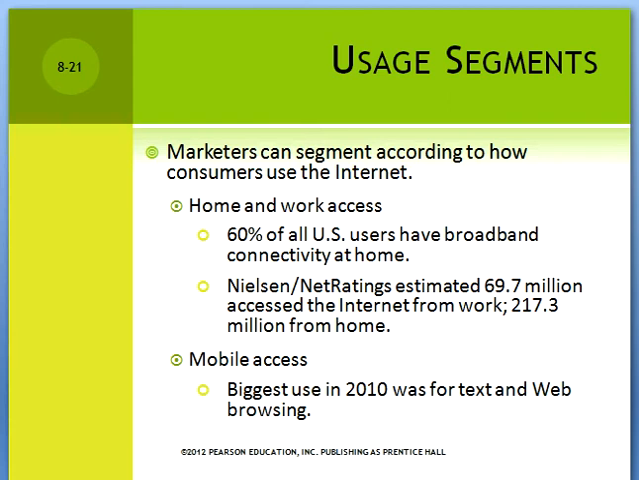Usage segment. Marketers can segment according to how consumers use the product. Again, in this case, since more and more people are doing what we call multitasking, at the same time they are now accessing work at their home. 60% of US users have connectivity at home, we have already said that. Nielsen rating estimated 69.7 million access the internet from work.